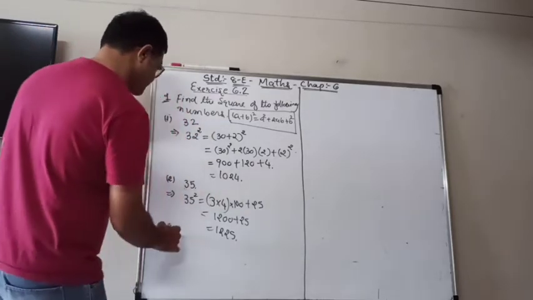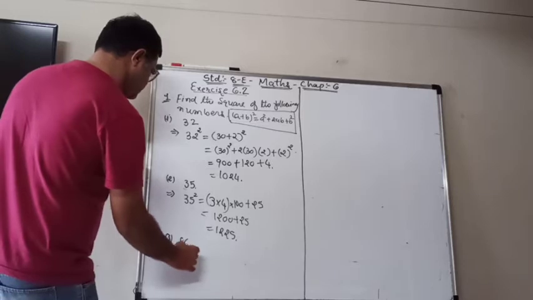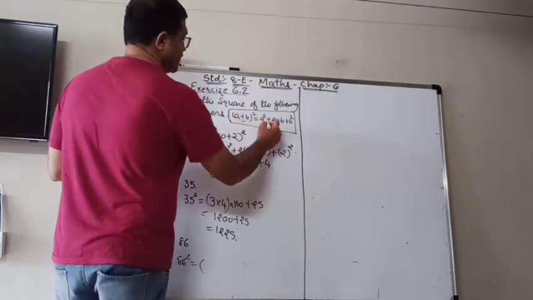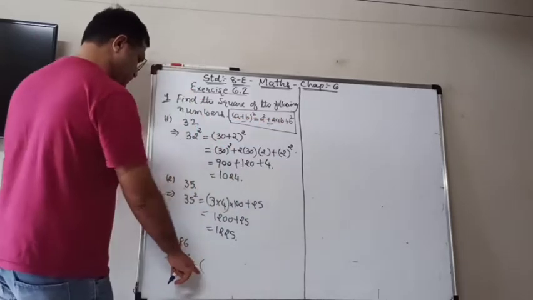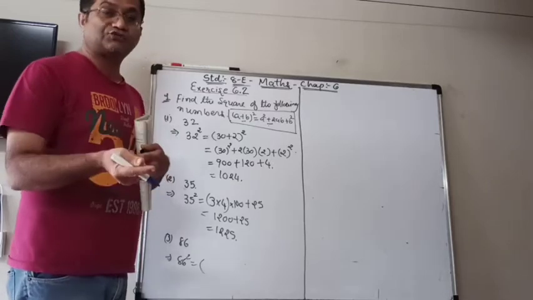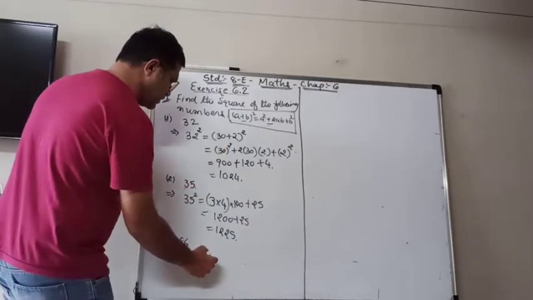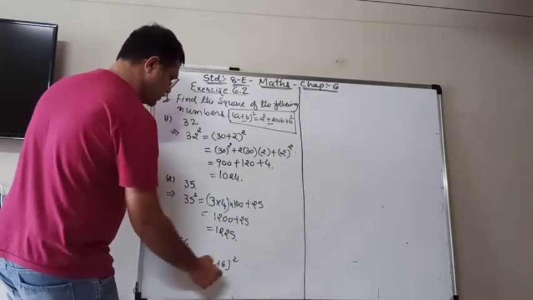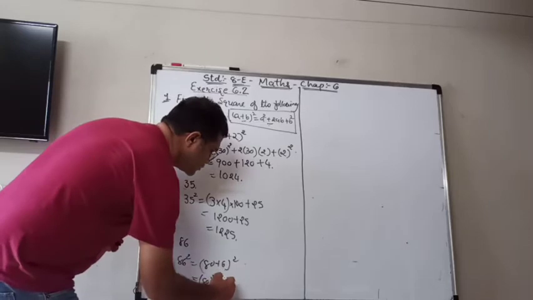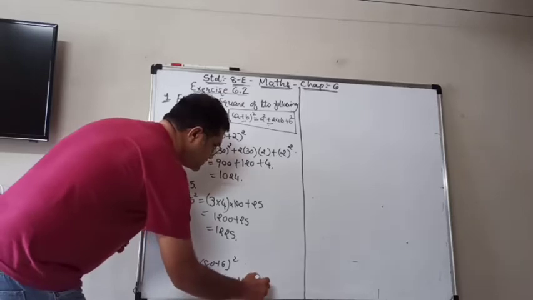Then 86. Now 86 square. As I told you, here it can be minus also, then the middle term will be minus. So here 86 is nearer to 90; it will be 90 minus 4, or you can do 80 plus 6, also not wrong. Like (80 plus 6) whole square. Then you know that it is 80 square plus 2 into 80 into 6 plus 6 square.